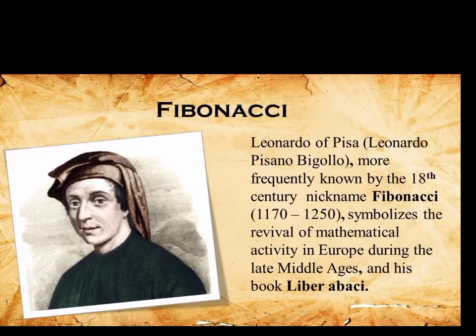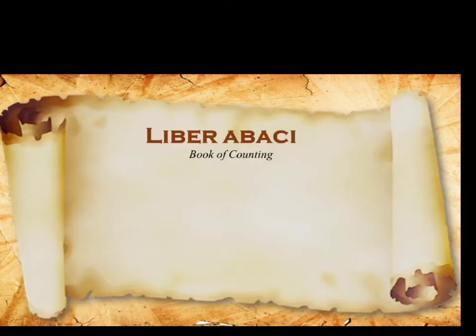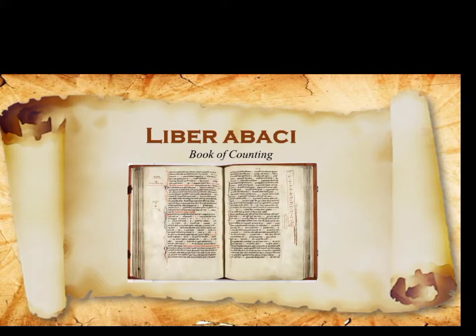So, moving on to Fibonacci, I know that all of us are familiar with him. He is more frequently known by the 18th century nickname Fibonacci, symbolized the revival of mathematical activity in Europe during the late Middle Ages, and his book is Liber Abaci. So let's know about Liber Abaci. Liber Abaci is a book of accounting, literally the abacus, which appeared in 1202.